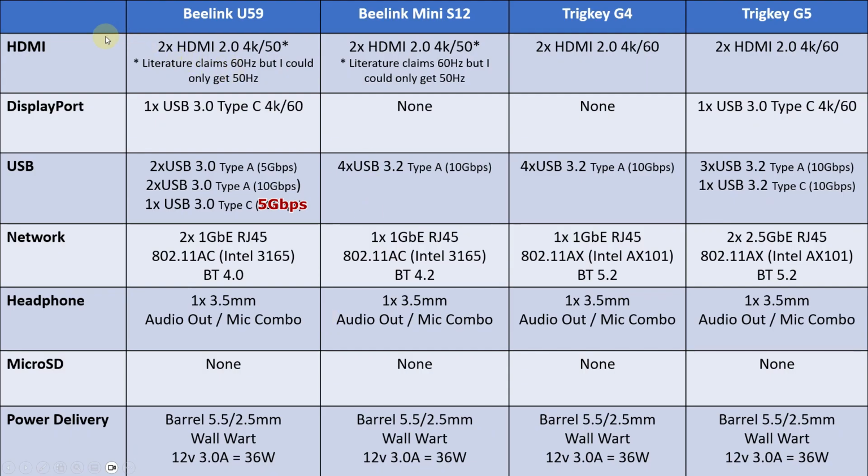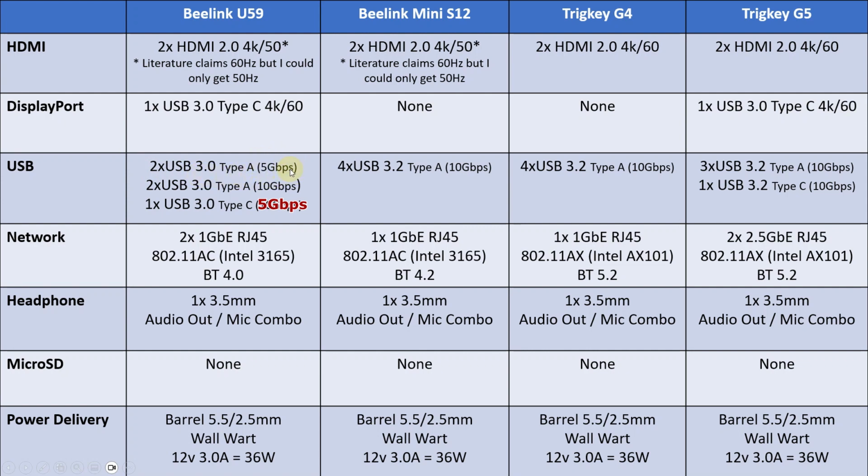Now looking at some of the ports and everything, you've got the HDMI. Now the Beelink U59 and the Mini S12, they claim 4K 60, but for whatever reason I can only get 50 hertz out of these guys at 4K, whereas on the Trigkey I could get the 4K 60 no problem. So I'm not sure if it's an issue on my end or if that's just what the device can handle. As far as DisplayPort, both the Beelink U59 and the Trigkey G5 have a DisplayPort through the USB 3 Type C port.